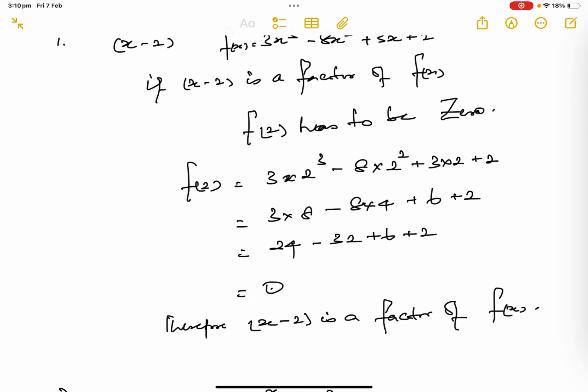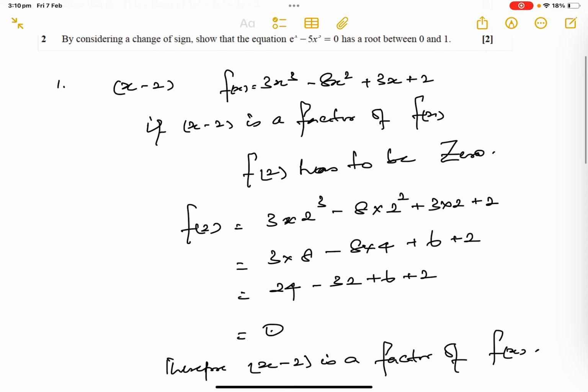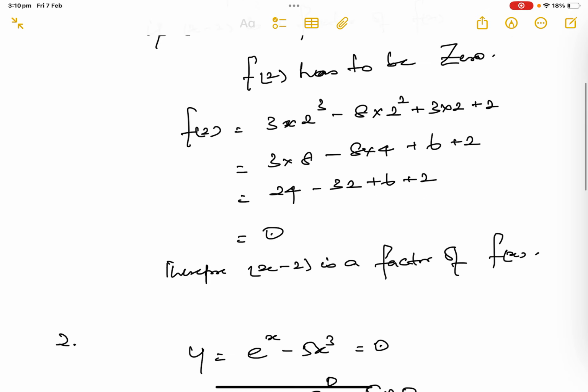Substitute x equals 2: 3 times 2 to the cube minus 8 times 2 squared plus 3 times 2 plus 2. 3 times 8 minus 8 times 4 plus 6 plus 2. 3 times 8 is 24 minus 32 plus 6 plus 2. When you add them and subtract them, it gives you 0. So f(2) equals 0. Therefore, x minus 2 is a factor. It's as simple as that.